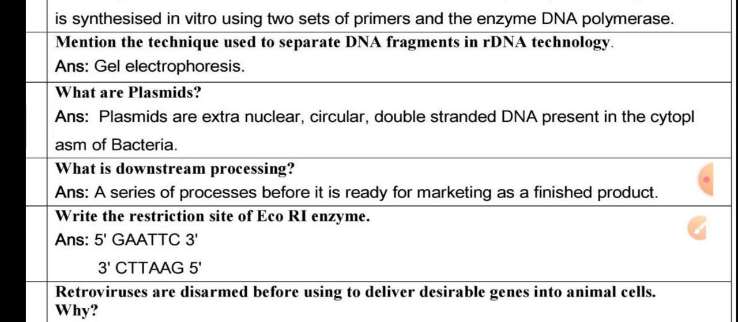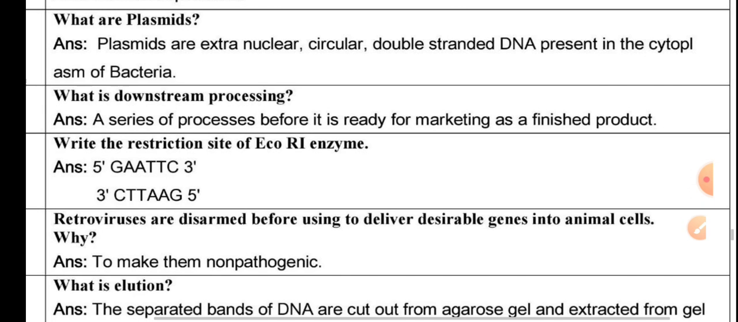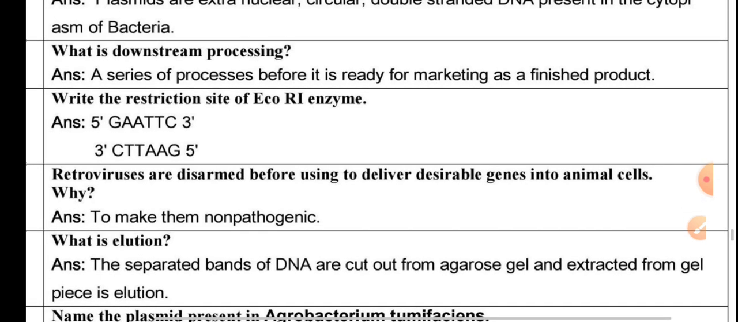What are plasmids? Plasmids are extranuclear circular double-stranded DNA present in the cytoplasm of bacteria. What is downstream processing? A series of processes before it is ready for marketing as a finished product. It is called downstream processing.